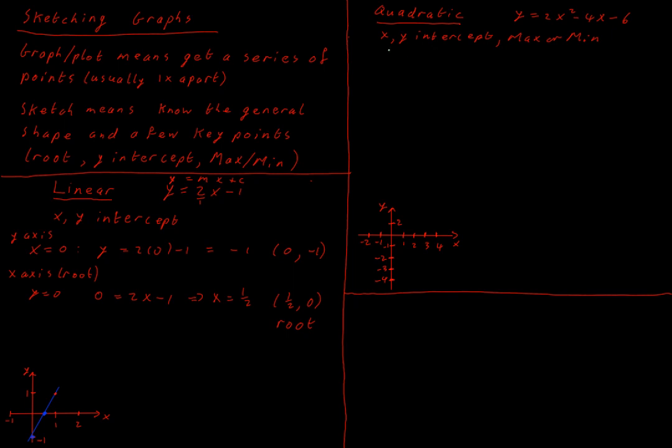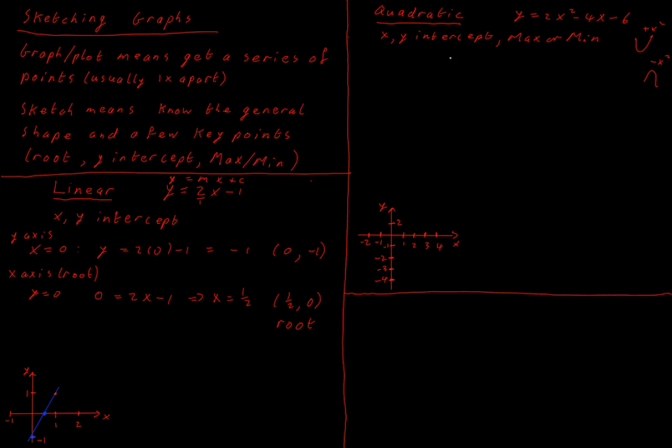Quadratics now. For quadratics, we're going to get our x and y intercepts. Our x-axis intercept again is called the roots. The y-intercept we know is when x is 0, and the max or the min is going to be the top or the bottom of our curve. Now, a positive quadratic is going to be a smiley face, positive for a smile, and a frown for a negative quadratic. So the coefficient in front of the squared term being positive or negative tells us whether we're dealing with a smile or a frown.